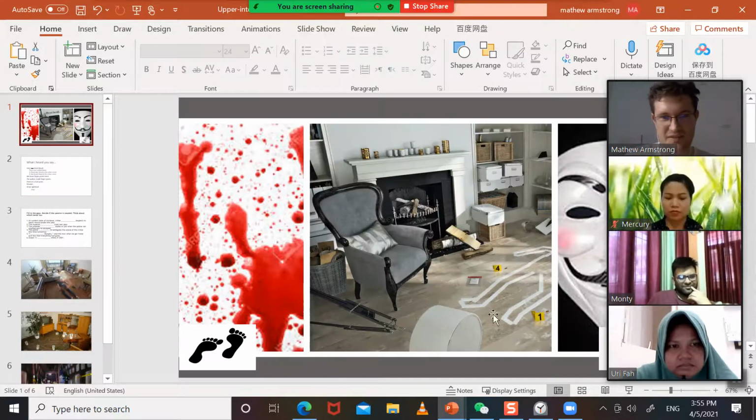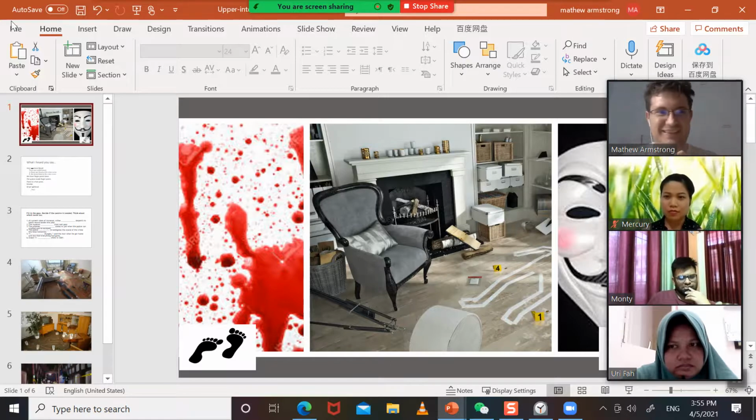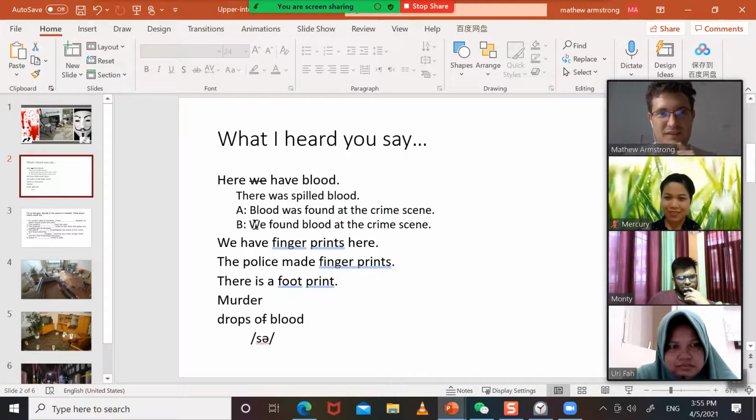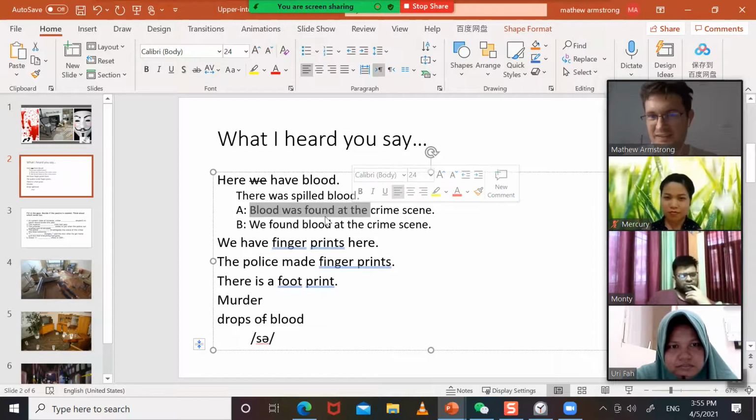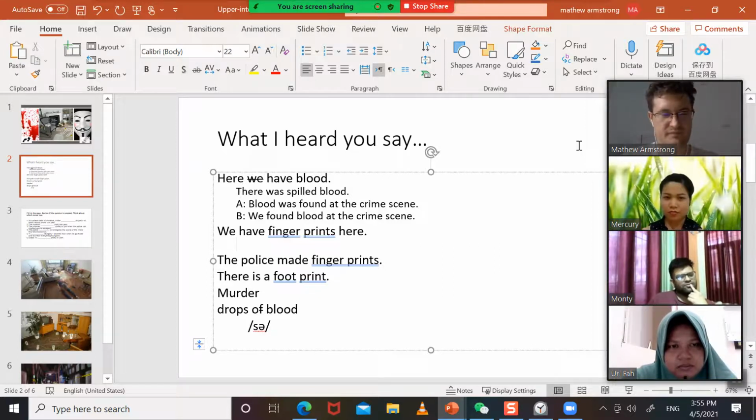Imagine this. We found footprints. We found spilled blood. We found a mask. We found fingerprints. We know. So we can just use sentence A. Okay. What about this sentence? Can we change this sentence? We found fingerprints. Yes, I think we can change it. Fingerprints were found at the crime scene.